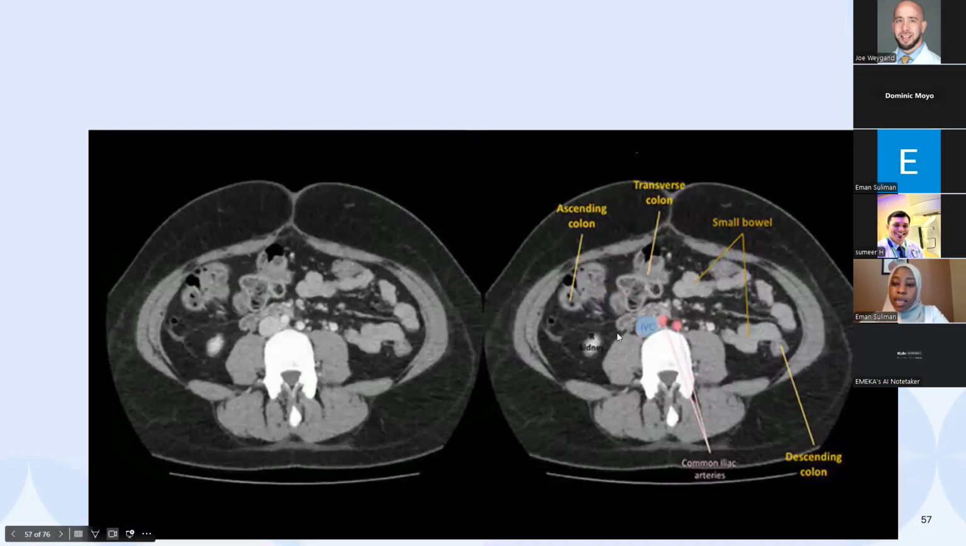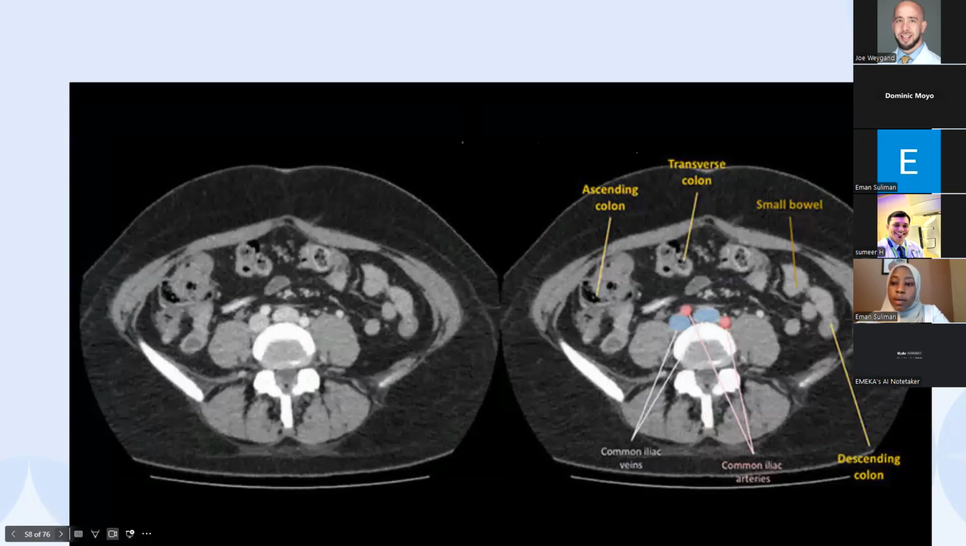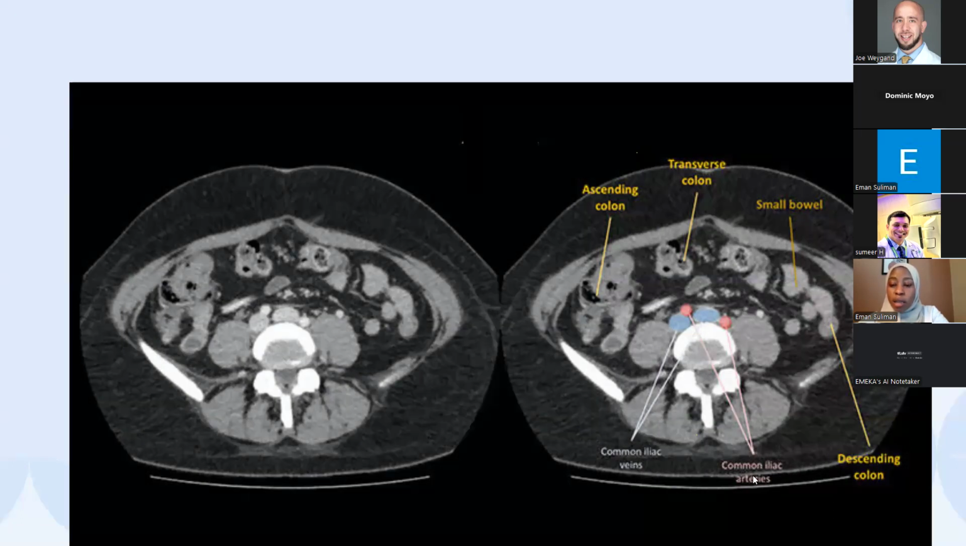Yes, and at this level, we could only see the large bowel and the small bowel loops. Still we can see the bowels, and here we start seeing the common iliac veins and arteries. So this level is below L4.